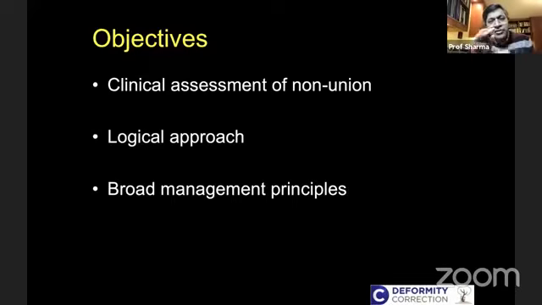So how do we have a logical approach when we see a patient? What do we do? I'm not going to talk to you about any of the basics and things which you all know about. So all I'm going to do is just discuss some broad management principles, but discuss some clinical assessment and how to deal with your day-to-day problems.